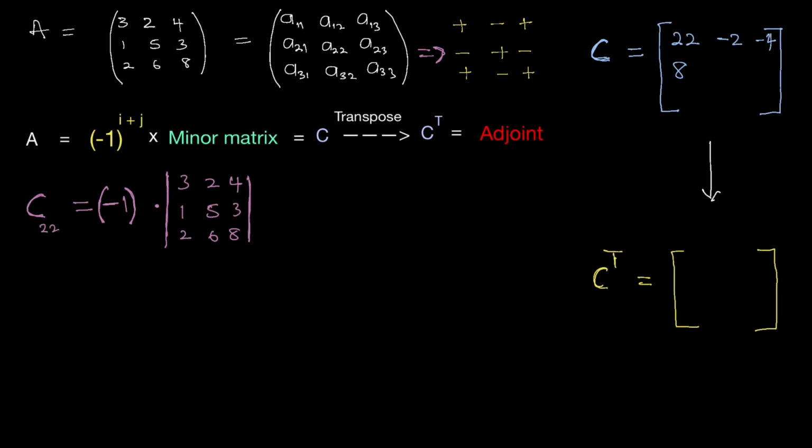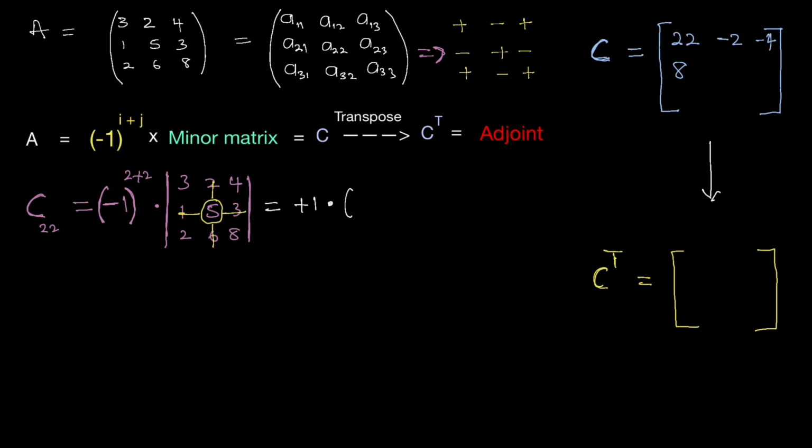Write 2 and 2 plus 2, that's an even number, so that will be positive, and that'll be equal to plus 1 times. Now we need to circle the element that we're looking for, draw a vertical line and a horizontal line. Any element not on the line will be the minor matrix. So 8 times 3, that's 24, minus 2 times 4, 8.